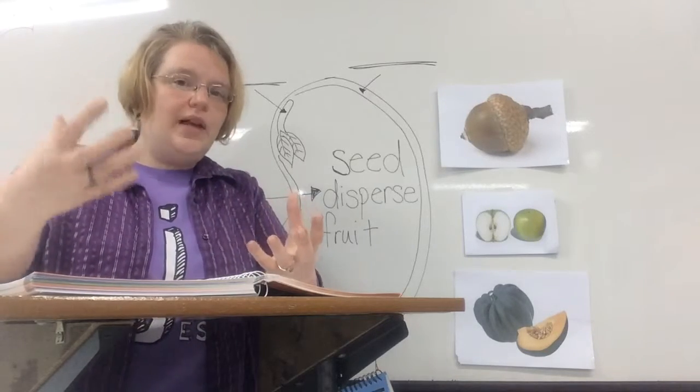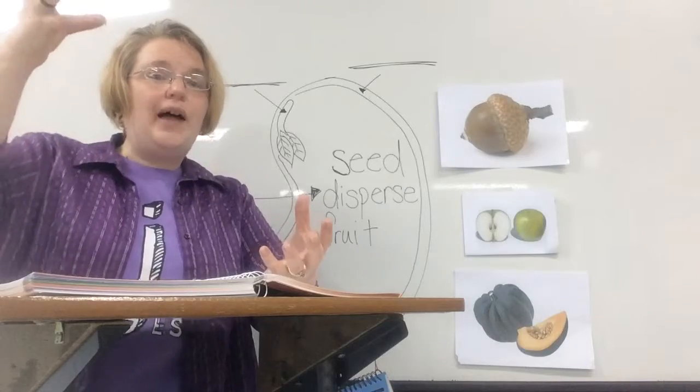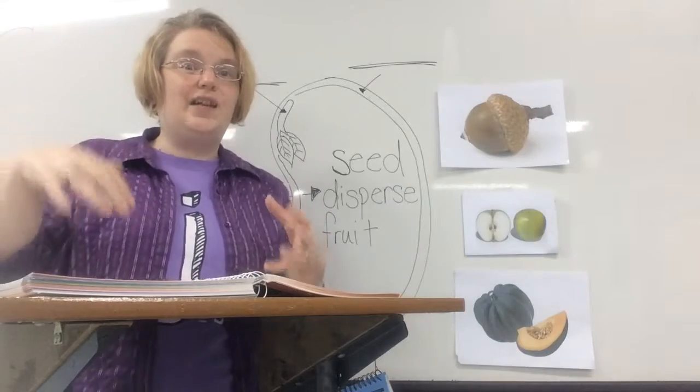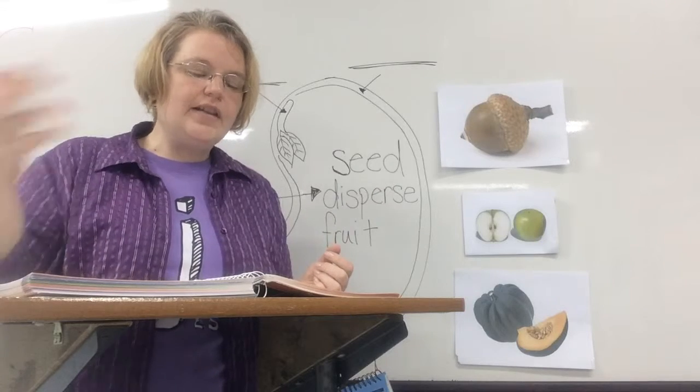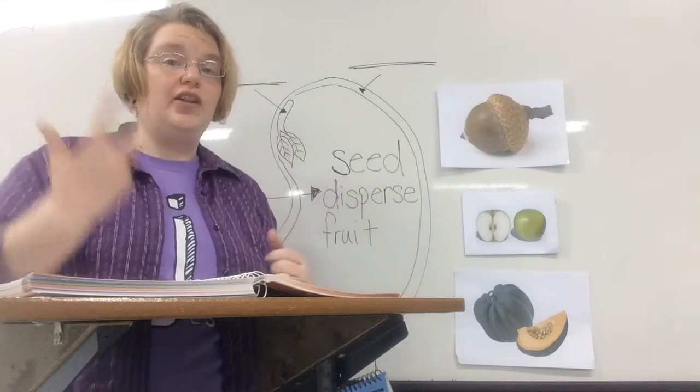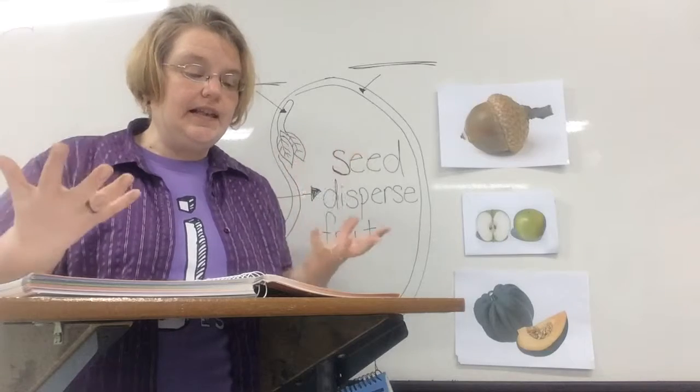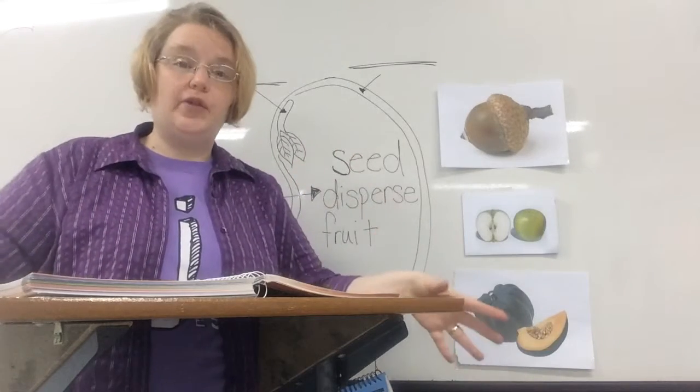So the fruit is not meant to stay on the tree. Somehow, that seed has got to get someplace where it can grow and reproduce. So let's talk about that word disperse and the three different ways a seed can find a new place to grow.